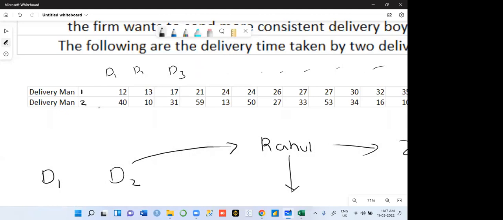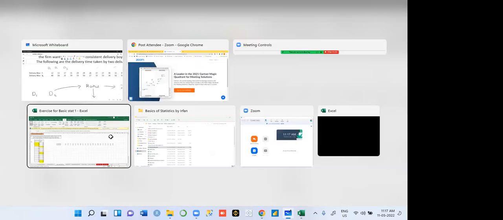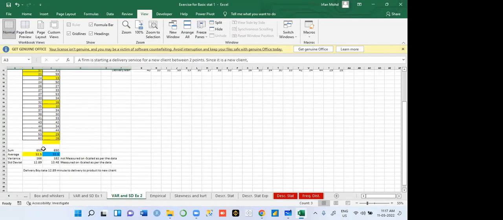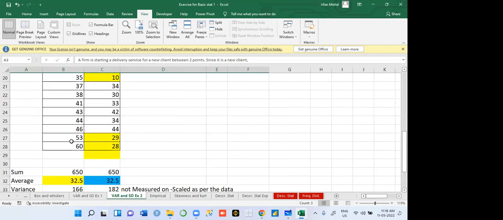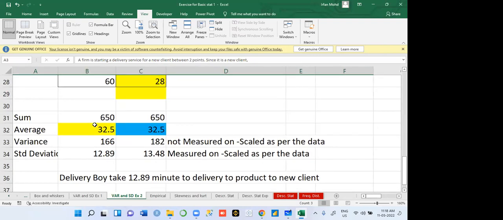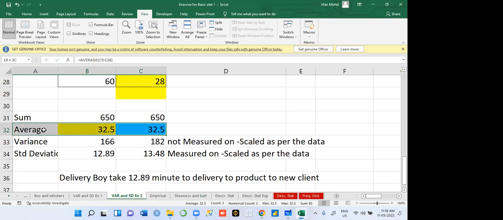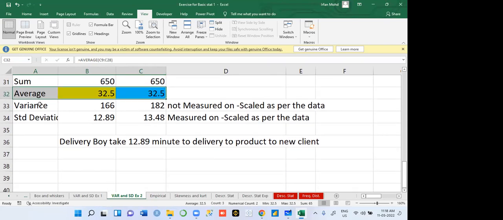Our job as an analyst is to find which is the best person so that he delivers the food to Rahul faster and he will be happy. So now we have to compute variance. Let's first compute mean, guys. I have done it in Excel for you. It's very lengthy data. I just computed the mean. What is the mean? So both the averages are the same. So based on the mean, it becomes difficult to conclude which is better. So I compute variance.